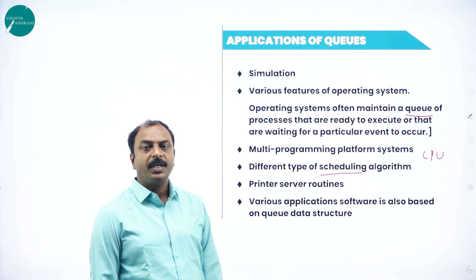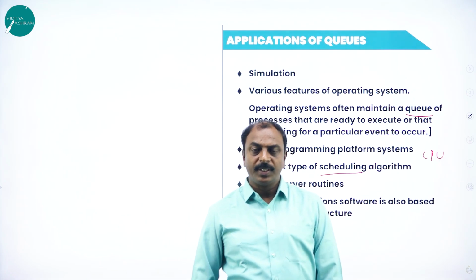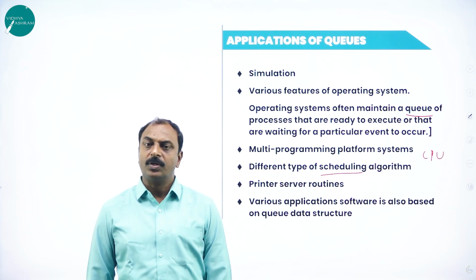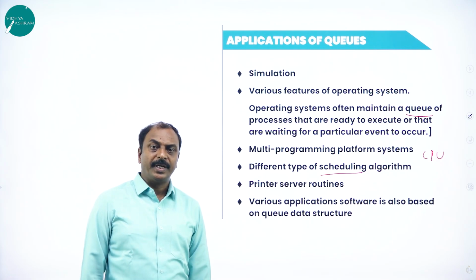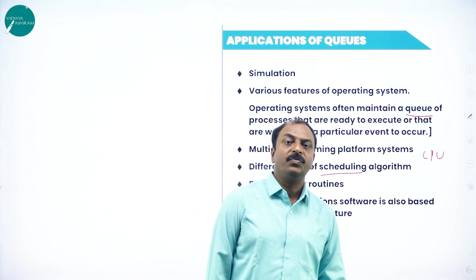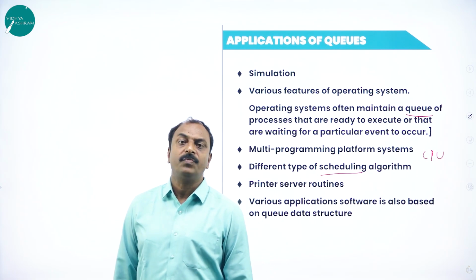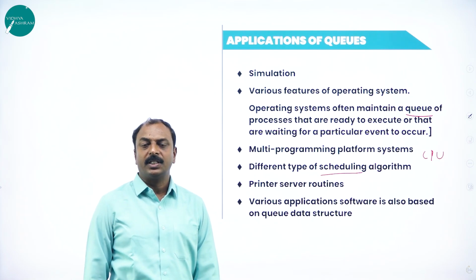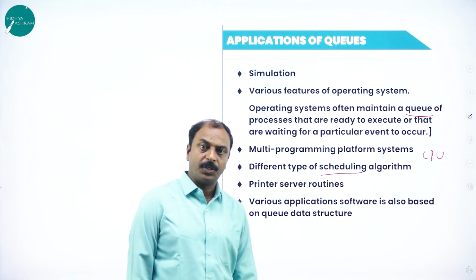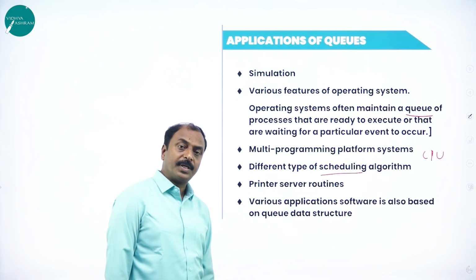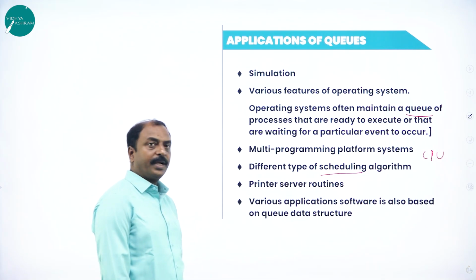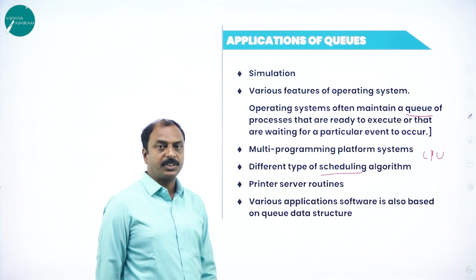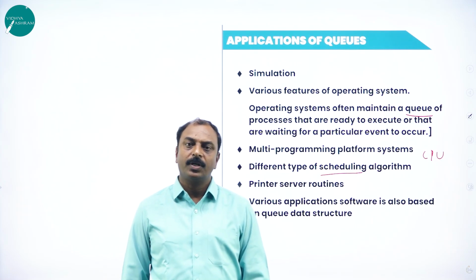Next application is printer server routines. For example, if there are a number of computers in an office with only one printer, all the users will make use of only one printer, and all the print commands from different users are stored in the form of a queue. Whichever task or signal comes first will be executed first in the queue. That is an example of applications of queues. Next, various software applications are also based on the queue data structure. These are all different applications of queue.